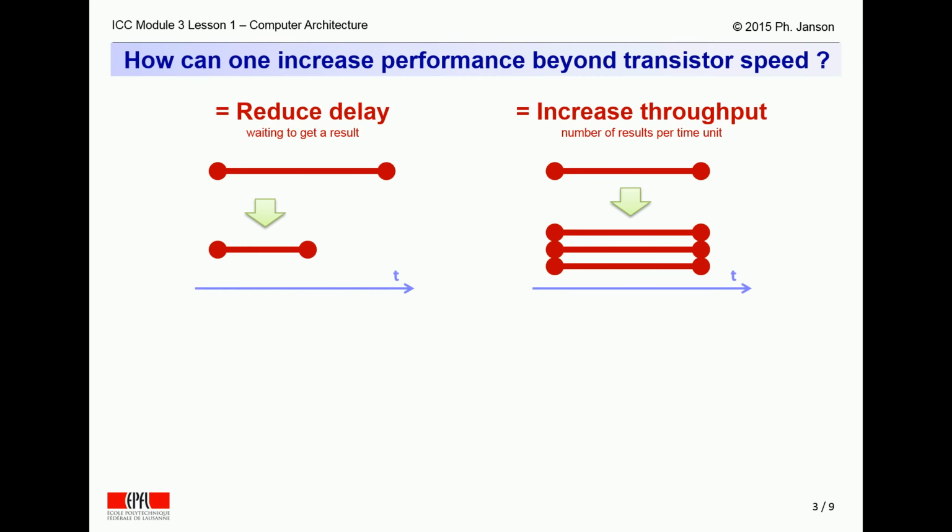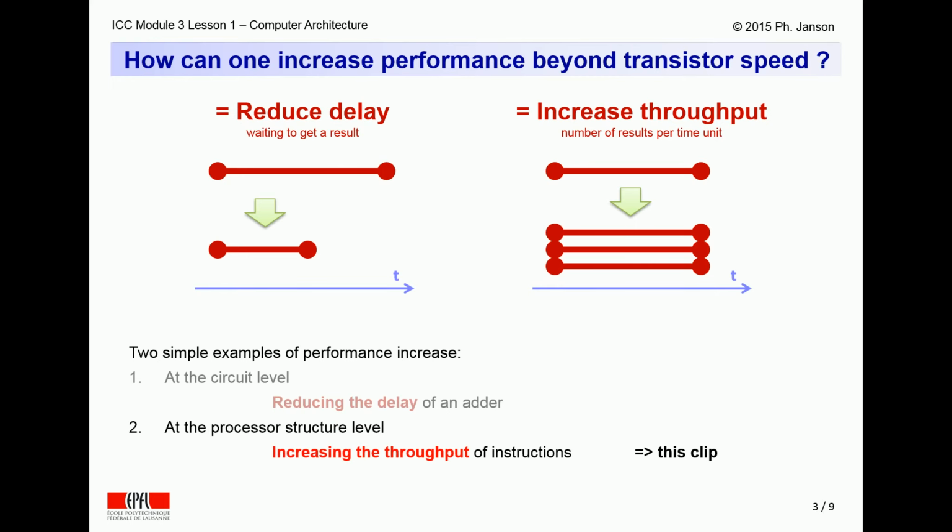The performance of anything can always be increased in one of two ways, either by reducing the time or delay it takes to do something, or by increasing the throughput or the number of things done by unit of time. The previous clip gave an example of computer performance gained through reduced delay of logic operations. This clip gives an example of computer performance gained through increased throughput at the architectural level.